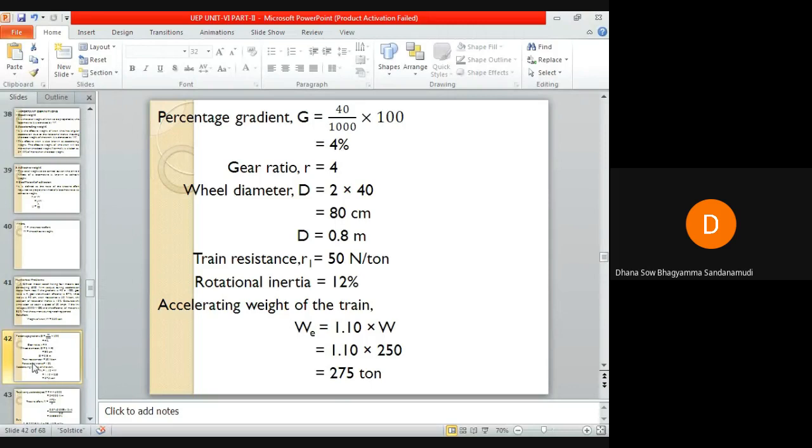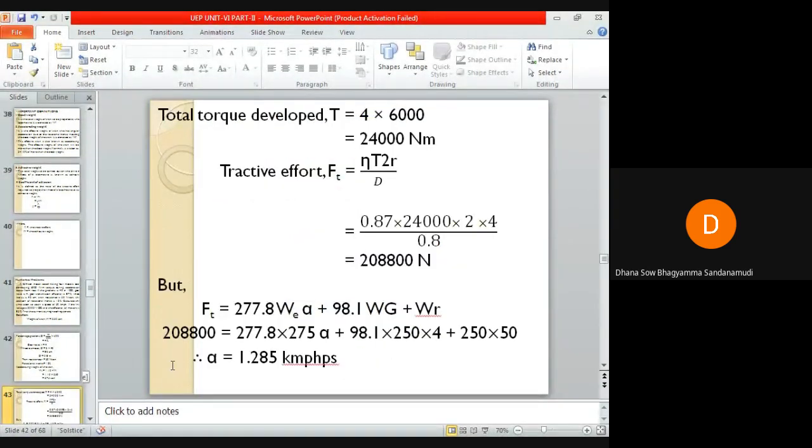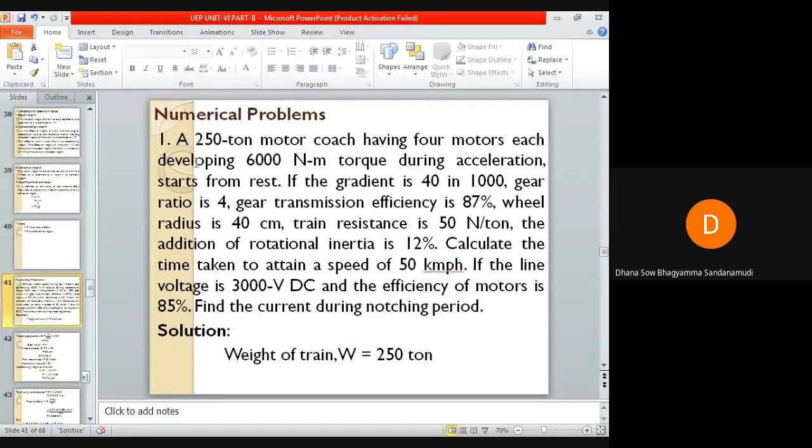So we have determined the accelerating weight of the train. Now, let us determine the total torque developed by the train. Let us assume the total torque developed by the train is denoted by T. In the given problem, it is mentioned that a 250 ton motor coach having 4 motors, each developing 6000 Newton meter torque. So each motor develops a torque of 6000 Newton meter.